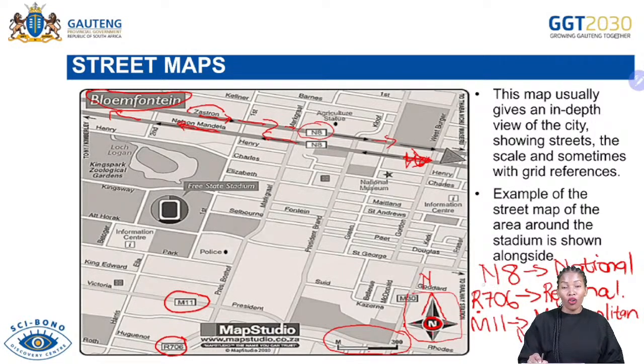But guys, I hope you've learned something new today, that the N is the national roads, the R's are regional, and the M's are your metro roads. So we've analyzed our street map, and the names of the streets are also indicated.